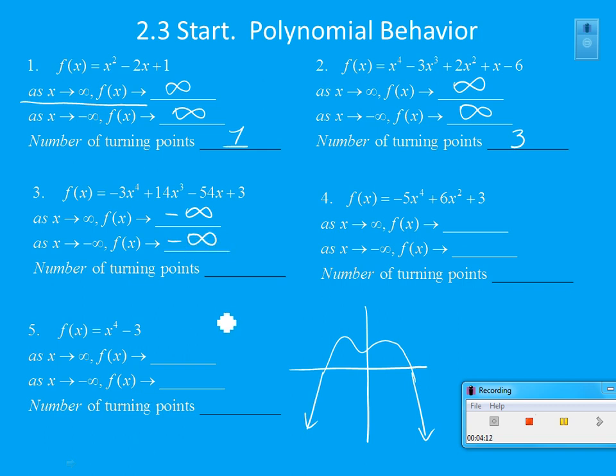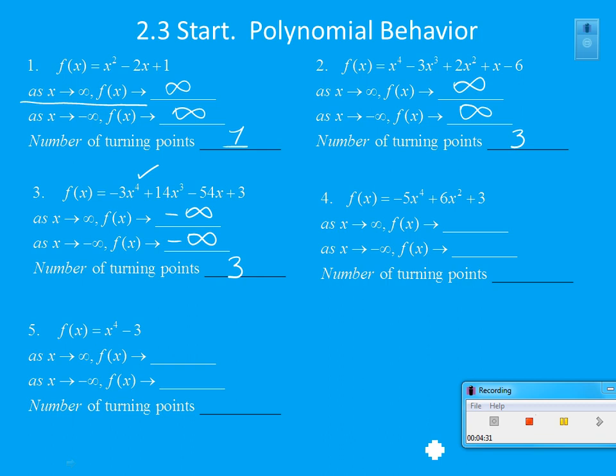Number of turning points, of course, I graphed it. This one also has 3, but the most turning points that it could have would be 4. It would be 3. Always one less than your power. You can tell I'm making a video, it's early in the morning.